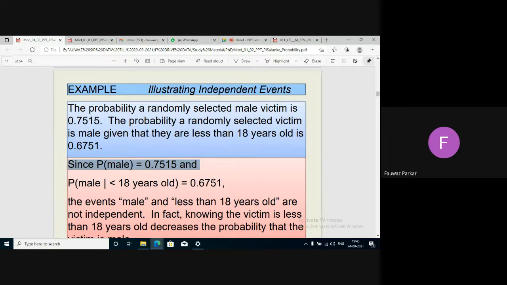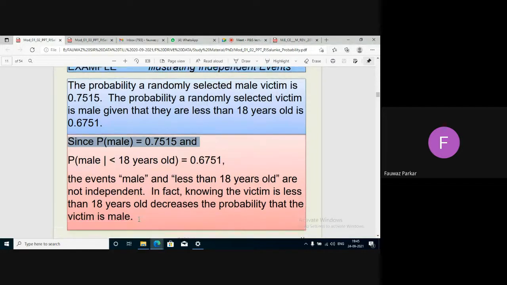These are dependent events, because the events male and less than 18 years old are not independent, they are dependent on each other. In fact, knowing that the victim is less than 18 years old decreases the probability that the victim is male. Once we know the victim is a minor, the probability of the victim being female has increased. Previously, if we had just this knowledge, the probability of selecting a male victim is this, then we would know that female victims will be 24.85.